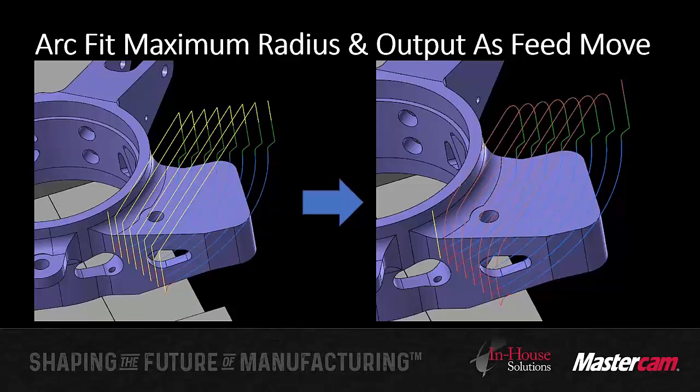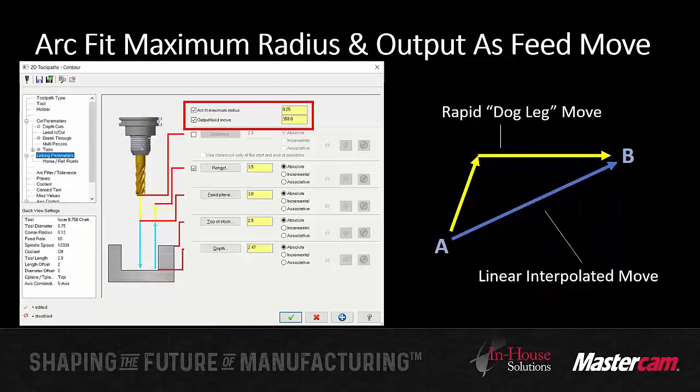Now, the other benefit we have is by outputting as a feed move. As you can see, on the link parameter page, the option for this is at the top there. Check off outputting your arc fit as a maximum radius. You can enter in the radius, and you can also check off the output feed move and enter in the feed rate. Why you would want to output it as a feed move rather than a rapid is essentially to avoid dog legs.